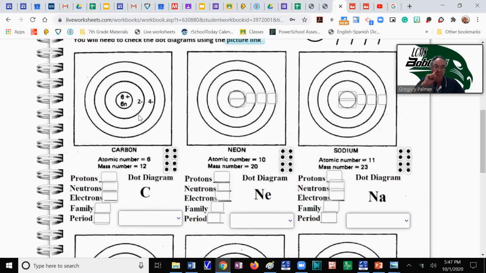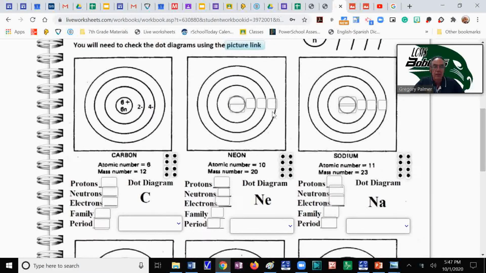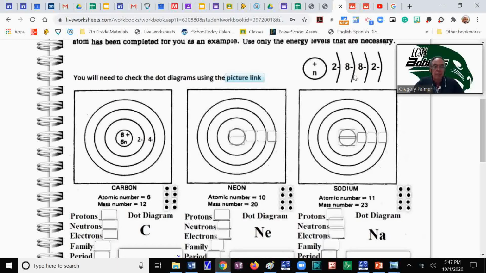So this first one's probably done for us. And I included the electron pattern right up here at the top of the page. So there's 2 electrons on the first energy level. When it's full, we go to the second energy level, which can have up to 8 electrons. If that's full, we go to the third energy level, and that can have up to 8 electrons. When that's full, we go to the fourth energy level, and that can have up to 2.